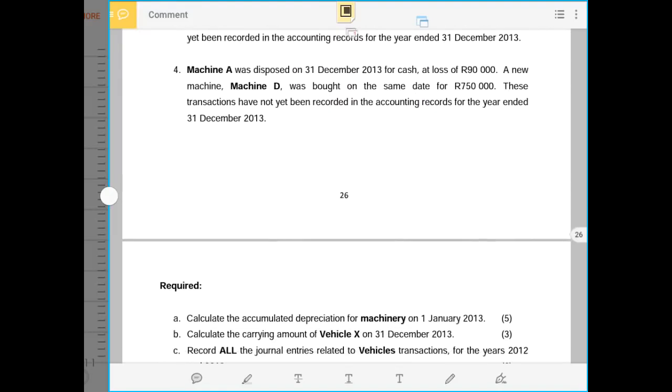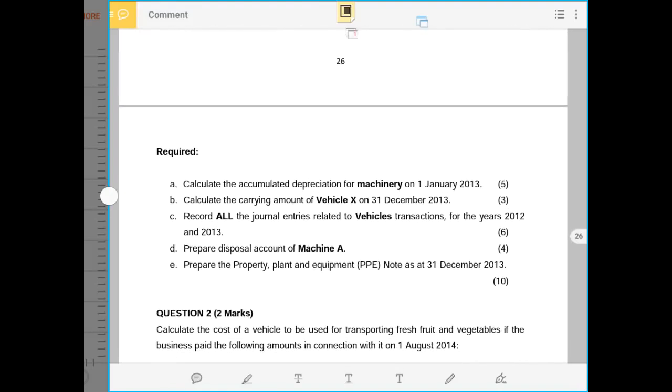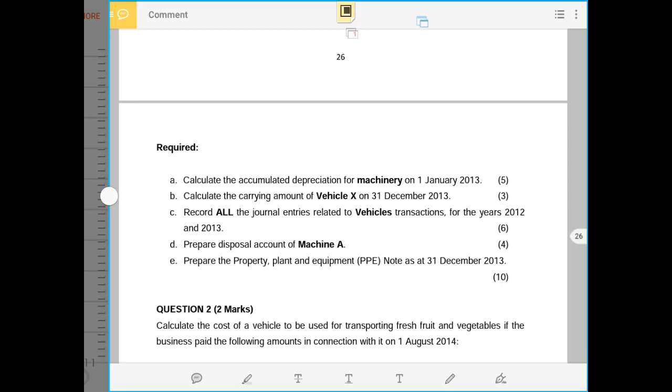So now, before I do anything in question one, I want to first start with the requirements, because that is the approach I always recommend to students. Know what you are required as you are reading the information.